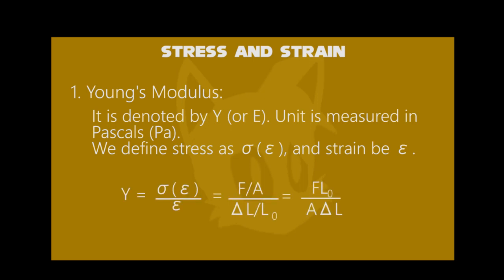Now, when we derive this formula, we write sigma by epsilon, equal to pressure, force per unit area, divided by epsilon given by delta L by L naught, which is equal to F times L naught divided by A times delta L, where delta L is the change in length of any material or rod, and A is the area, divided by its original length L naught.